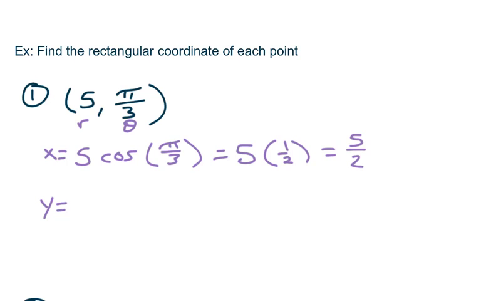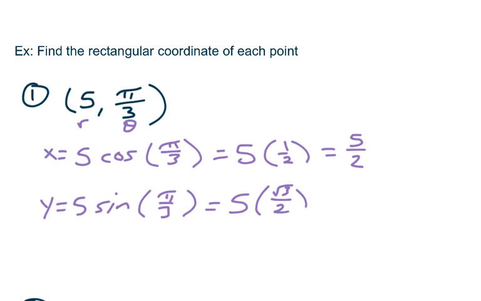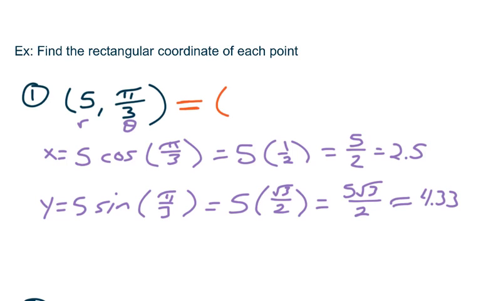For the y value, we're going to do the same thing. It's going to be 5 times the sine of our angle, pi over 3. The sine of pi over 3 is square root of 3 over 2. So we'll take 5 times the square root of 3 over 2. And really, there's nothing here we can do other than make this 5 square root of 3 over 2, and that'd be about it. This one up here is 2.5. If you want to estimate or round, this one would be about 4.33. Up to you. So if we're being asked to write it in rectangular form, this is going to be 2.5 comma 4.33. And that's really all there is to it.